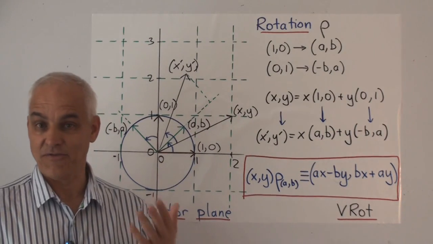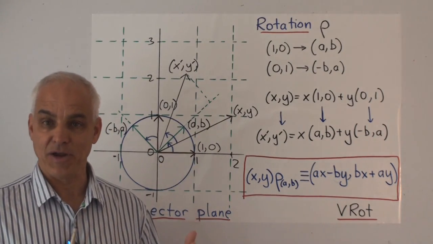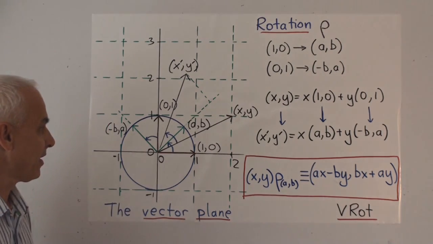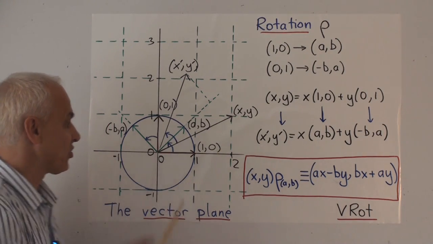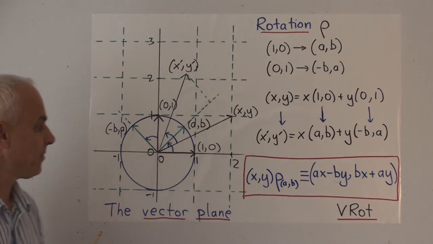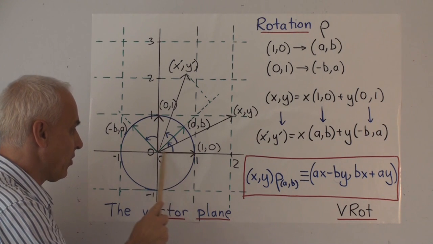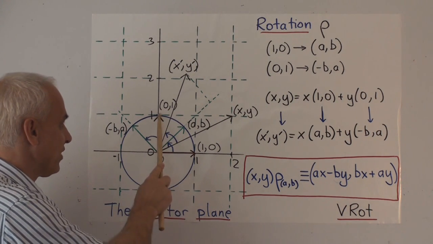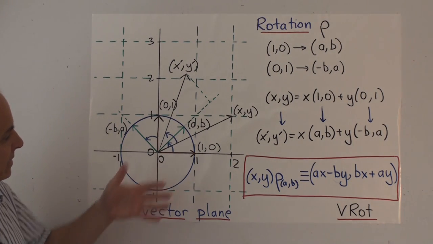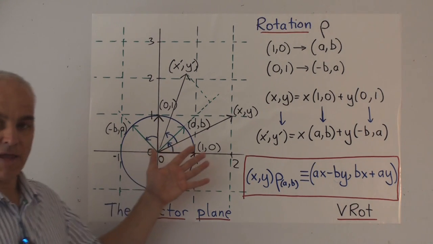All right, so let's have a look at this vector plane. It's a lot like the grid plane, but it's describing vectors, not points. So this position here describes the vector emanating from the origin to that position. 1, 0 corresponds to this vector. 0, 1 corresponds to this vector. And what we're interested in is describing a rotation.